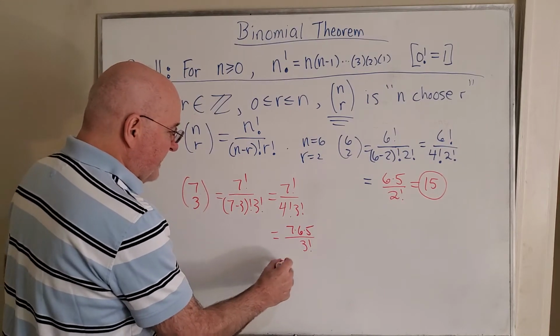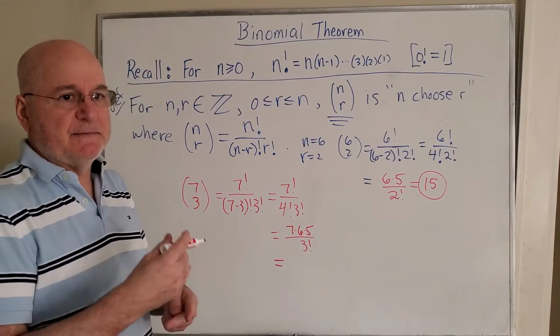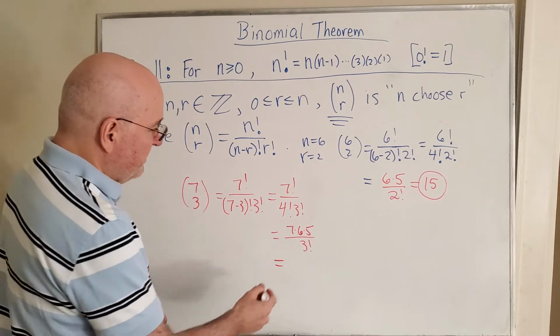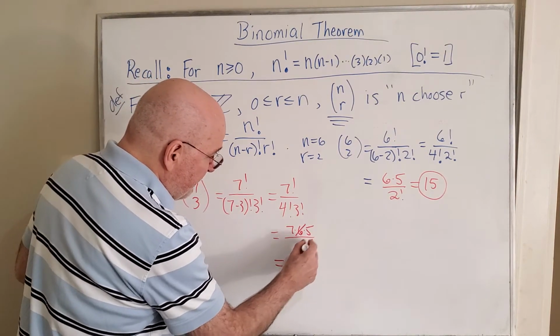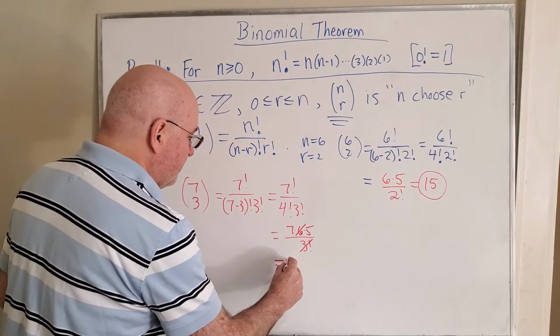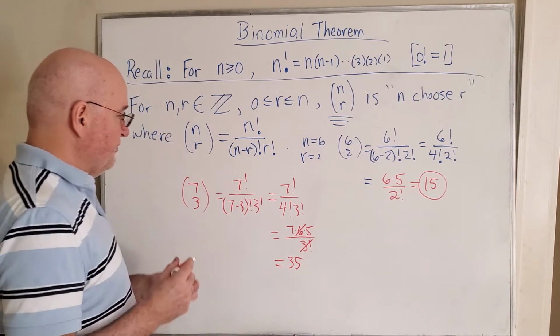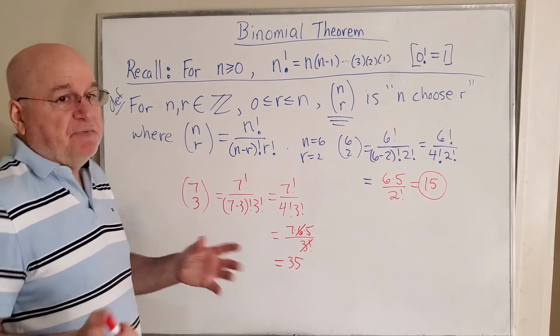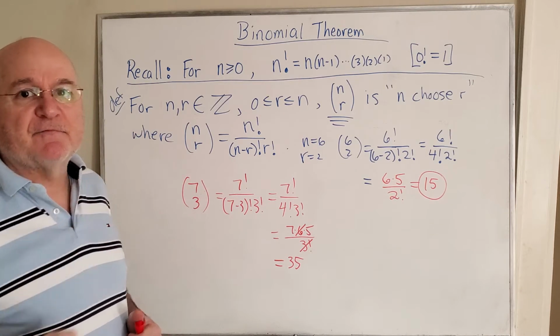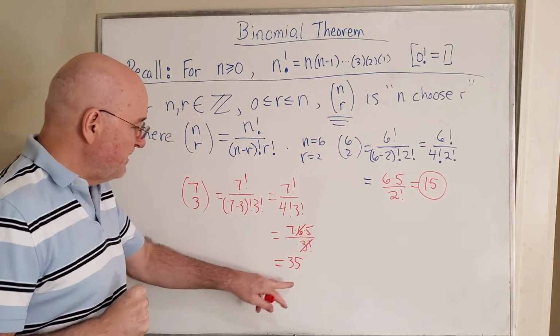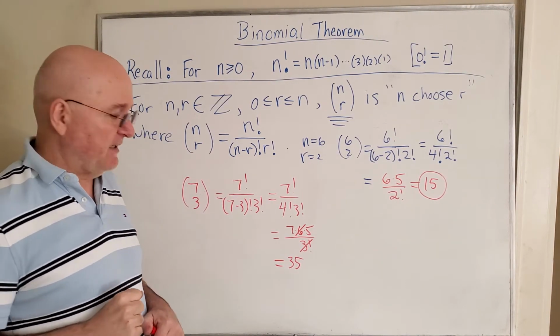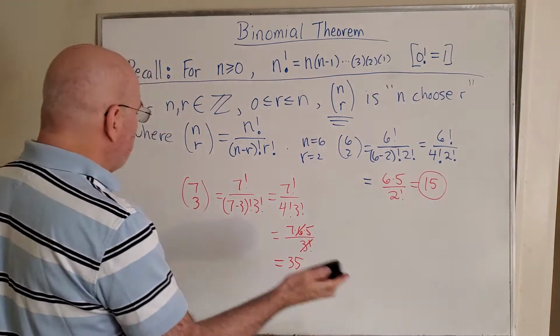And what is 3 factorial? 3 factorial is 3 times 2 times 1. That's 6. So this 6 and that 6 cancel out and give me 7 times 5, which is 35. So 7 people in a room, and you need to choose 3 of them for some reason. There are 35 different ways to do it. One more example.